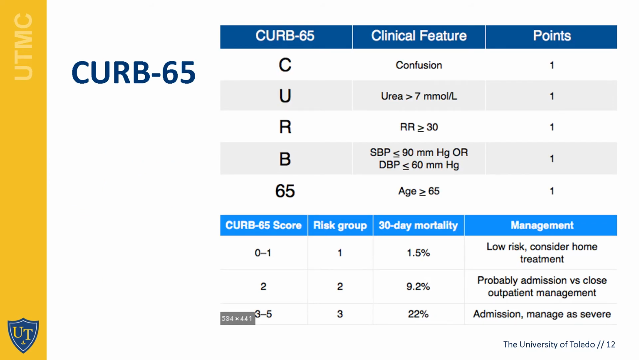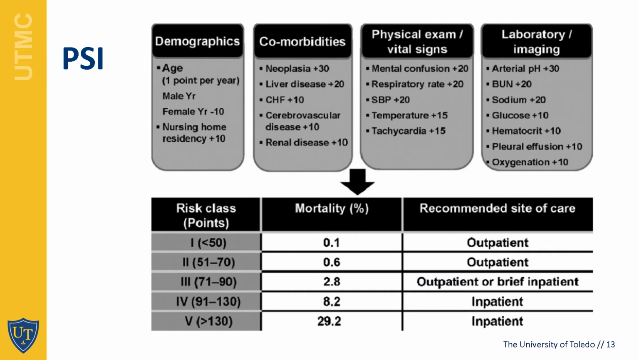So here is an example of the CURB 65 score, so you can see where they get the different points from, and you have to have 3 or more points to for sure get you an inpatient admission. And then for the PSI, you can see that this looks at a lot of different additional factors in addition to the CURB 65, just to make it more specific for the patient, and you can see how it would have a higher predictability for mortality.